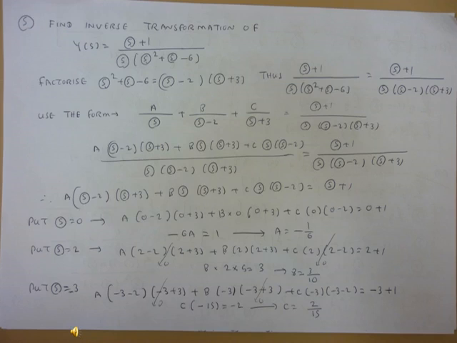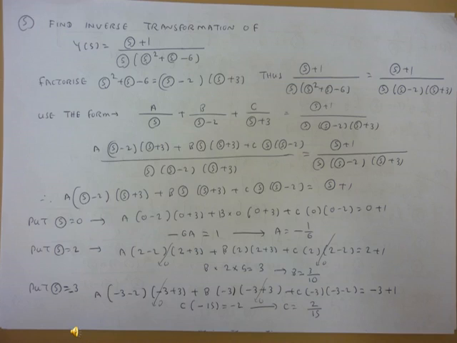So this is equivalent to (s plus 1) divided by s multiplied by (s minus 2) multiplied by (s plus 3). So we make the combination of A by s plus B by (s minus 2) plus C by (s plus 3). By the combination, what we got is A multiplied by (s minus 2) multiplied by (s plus 3) plus B multiplied by (s plus 3) plus C multiplied by (s minus 2), as the numerator, and the denominator will be s multiplied by (s minus 2) multiplied by (s plus 3). The right hand side is (s plus 1) divided by s multiplied by (s minus 2) multiplied by (s plus 3). So we equate the numerators. By equating the numerator, A(s minus 2)(s plus 3) plus B(s plus 3) plus C(s minus 2) is equal to s plus 1.